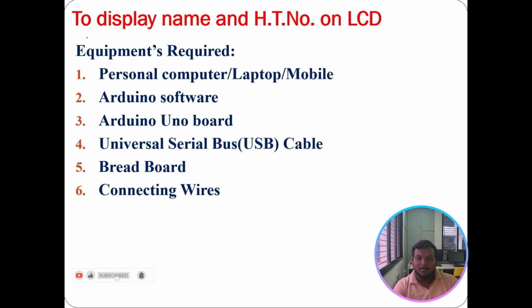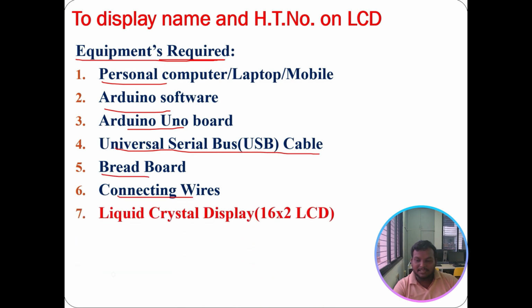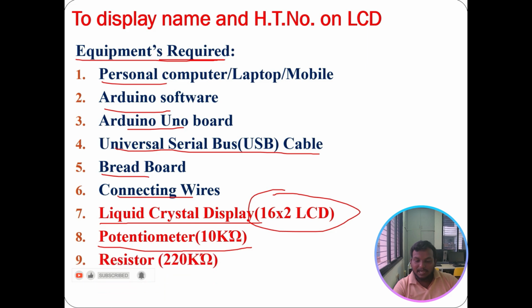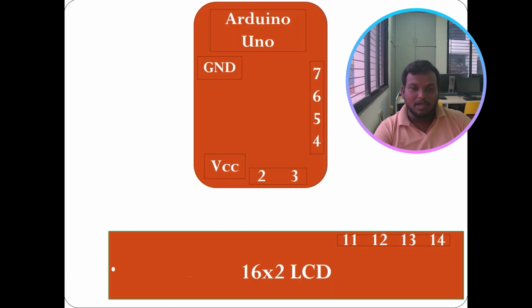So what are the requirements for conducting the experiment? Experiment requirements: first one is a personal computer with Arduino software, Arduino Uno board, USB cable, breadboard, and connecting wires. Next one is the LCD 16 by 2, potentiometer, and resistors. Okay, we'll see the connections of the LCD.